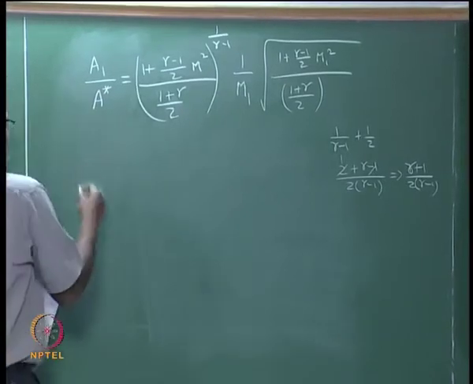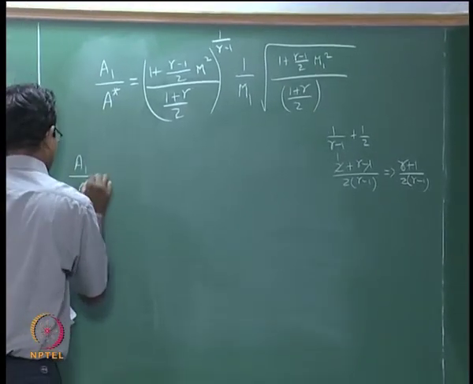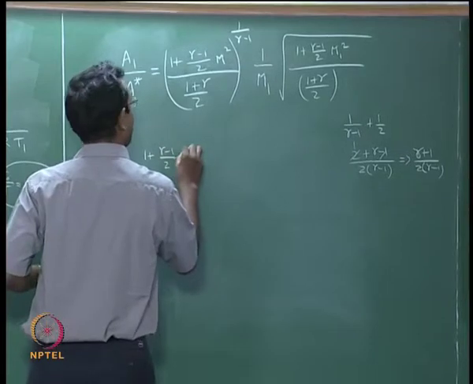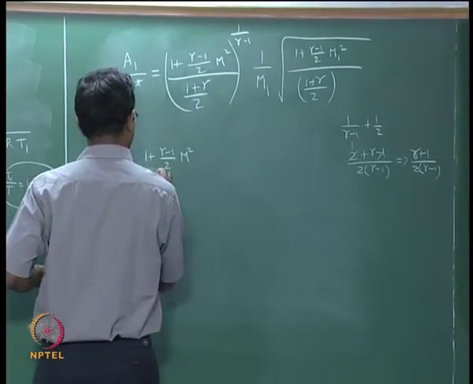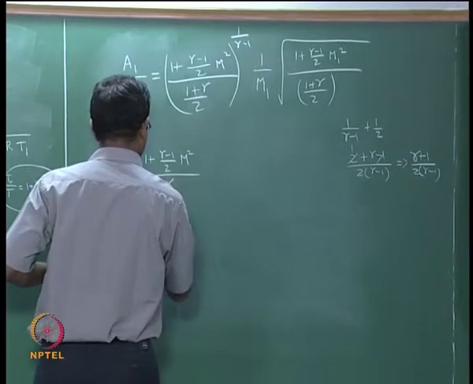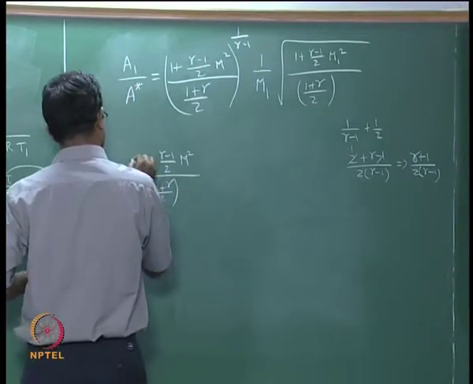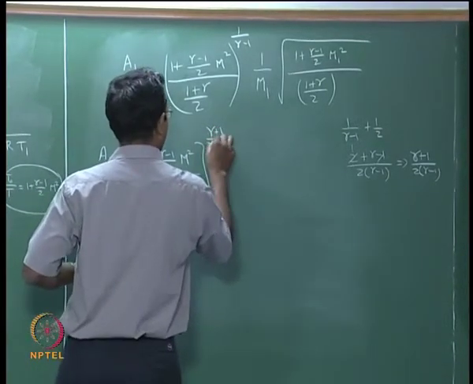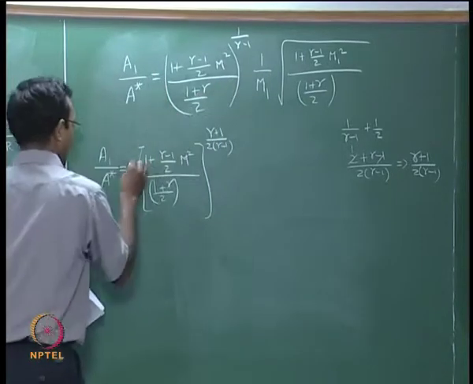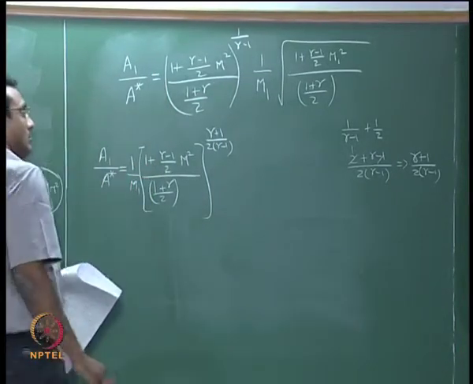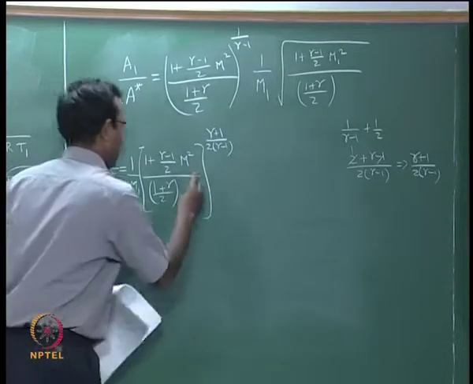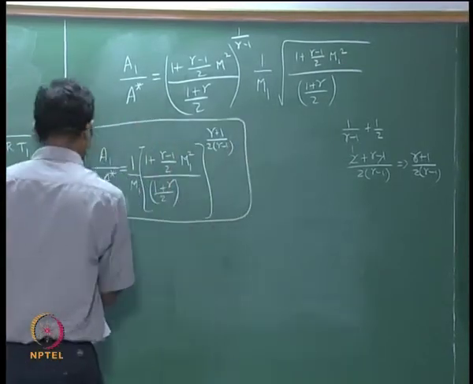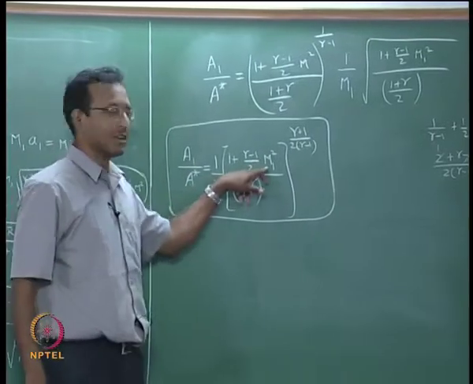So I will write my a1 by a star expression. It is going to be 1 plus gamma minus 1 by 2 m square divided by 1 plus gamma divided by 2, whole to the power gamma plus 1 by 2 times gamma minus 1, with a 1 by m1 in the front. Now I will have to put m1 square here. Now I have an expression where area is a function of Mach number.